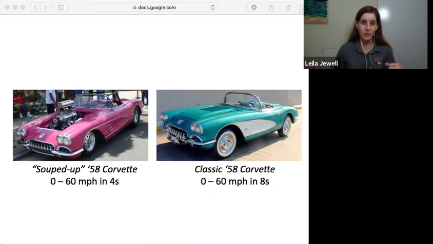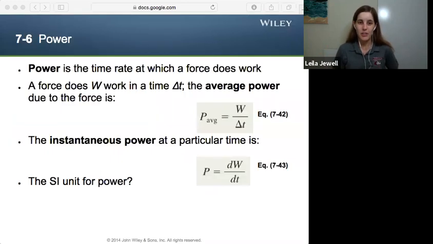So power, we're going to see, is the work divided by the time interval it takes to do that work. If you're able to do the same amount of work in less time, then you have more power. So let's take a look now at the math behind this. Power is the time rate at which a force does work. A force does work W in a time delta T, and so the average power due to this force is equal to the work divided by the time interval. This is what we'll often use to calculate power.